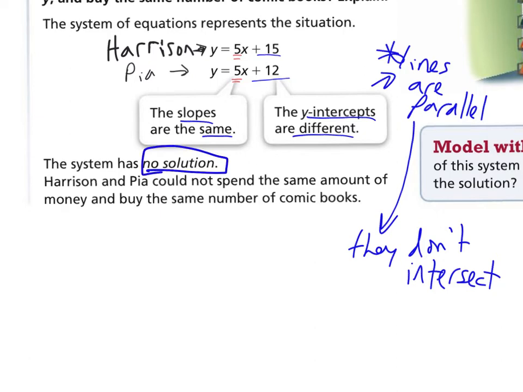Okay, there's no way that they could spend the same amount of money and buy the same number of comic books, because they bought these other action figures that were different amounts. Harrison's always going to be spending a total of $3 more than Pia, right? $15 action figure versus a $12 action figure. Okay? So there's no solution for that. And we can tell that even without making graphs, even without graphing these out, we can tell there's going to be no solution.